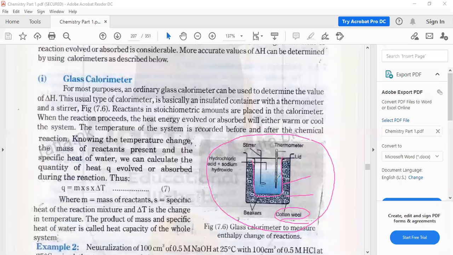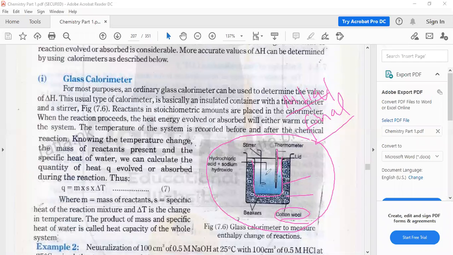This is a container in which we are going to do the reaction, and here you can see the thermometer. By this thermometer we are going to check the temperature, initial temperature before reaction and after reaction. So we are going to calculate two temperatures: initial temperature before the reaction and the final temperature. By this we can calculate the enthalpy change, that is, what enthalpy change takes place during the reaction.